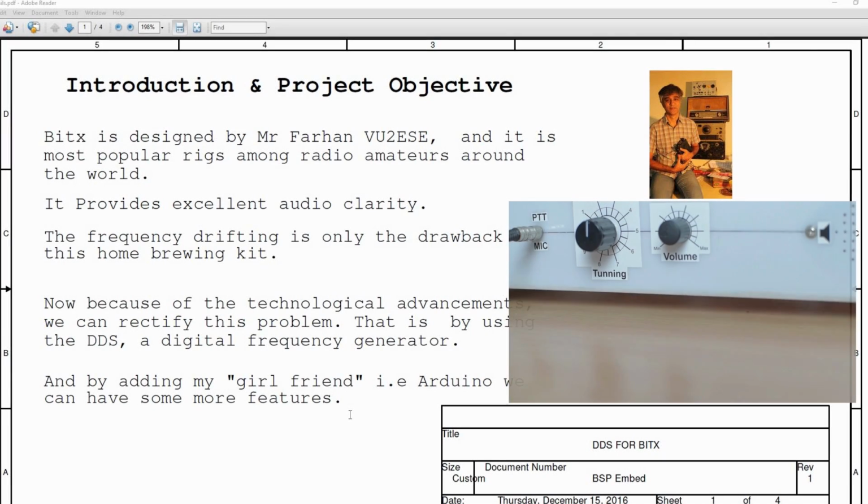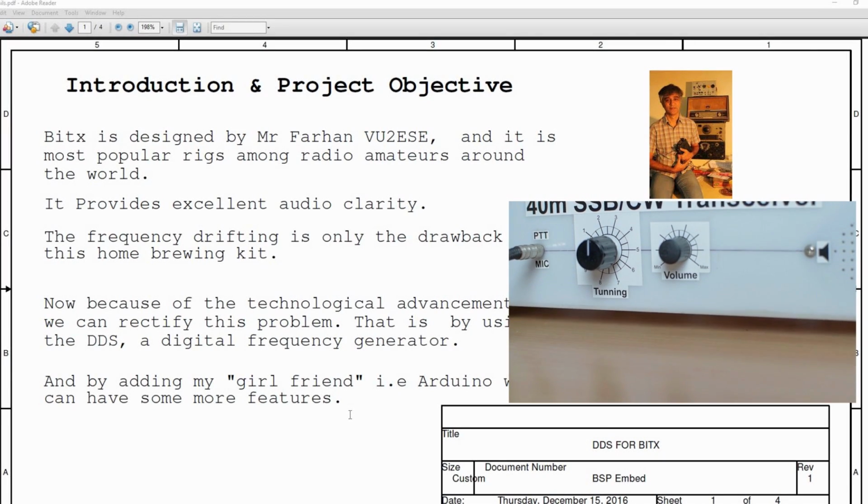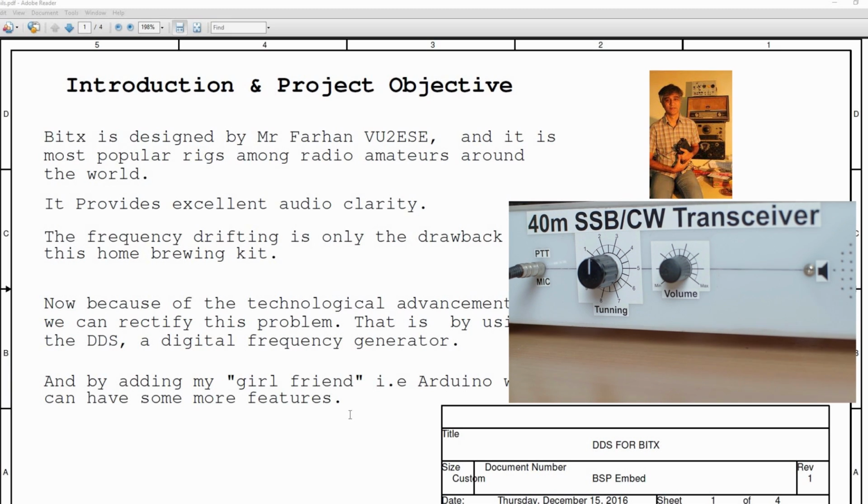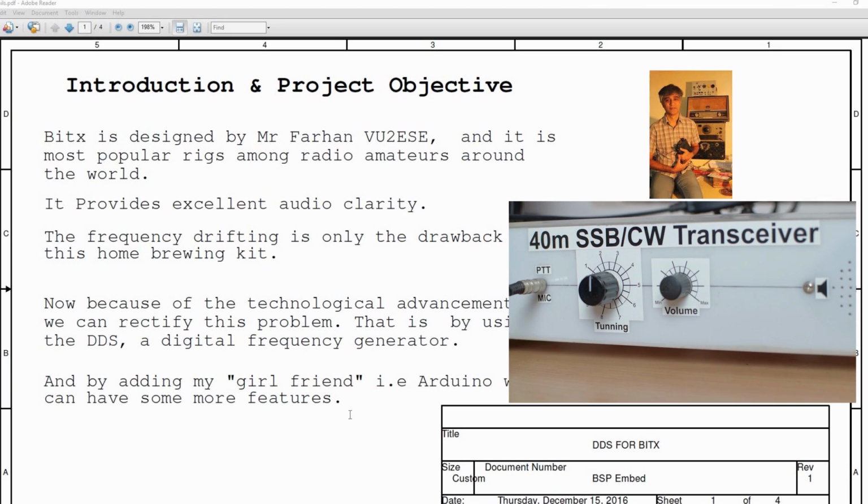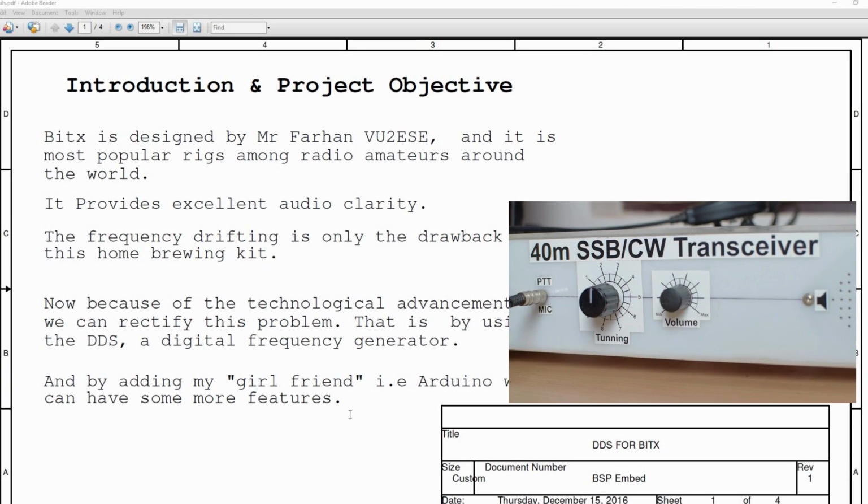Bitx is designed by Mr. Farhan, VU2ESE. It is the most popular rig among the radio amateurs around the world. It provides excellent audio clarity and very low cost.